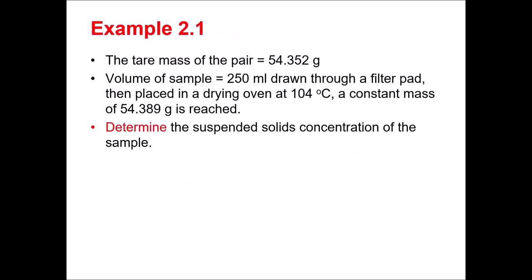Now let's see an example of determining suspended solids. The tare mass of the filter and the container is 54.352, and we take a 250 milliliter water sample and pass it through a filter pad. Then we place the filter in a drying oven at 104 degrees Celsius until it reaches a constant mass of 54.389. Our task is to calculate the suspended solids concentration of this water sample in milligrams per liter.